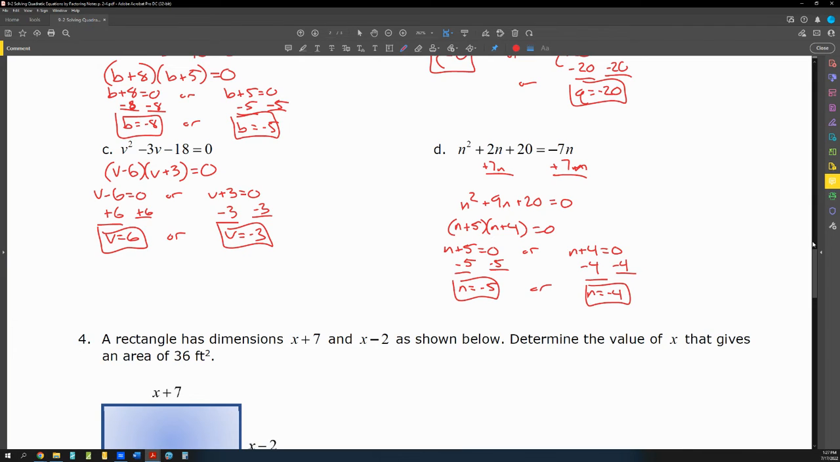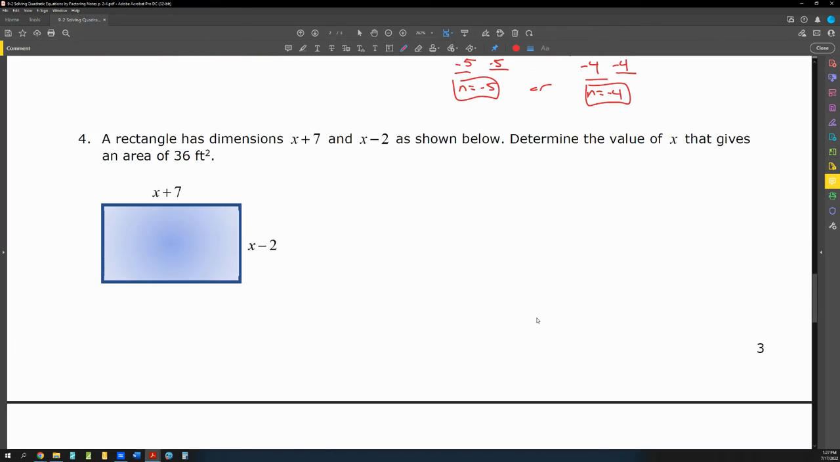All right, let's try an area problem. Number 4. A rectangle has dimensions x plus 7 and x minus 2, as shown below. Determine the value of x that gives an area of 36 feet squared. So I know that the formula to find the area of a rectangle is equal to its length times the width. So I know that the area is equal to 36 square feet.